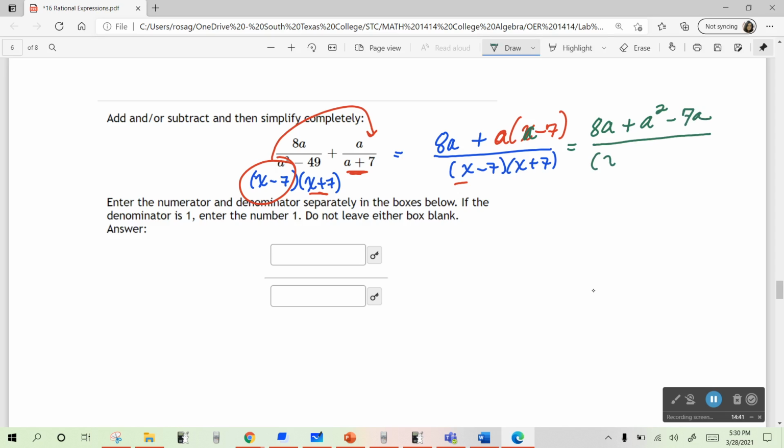I put x's instead of x. I'm so used to using x's all the time.